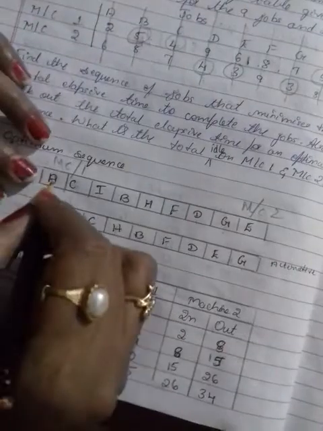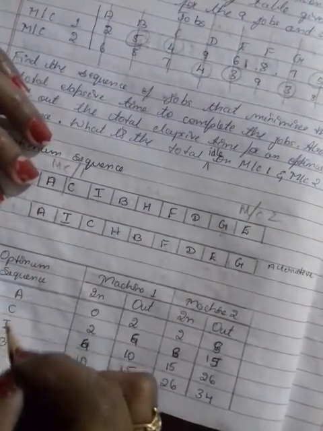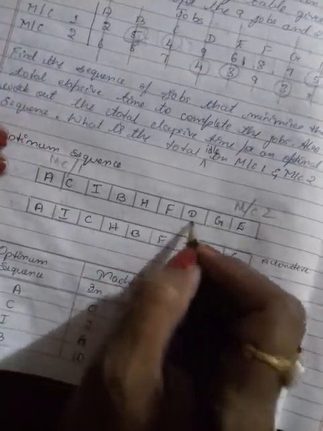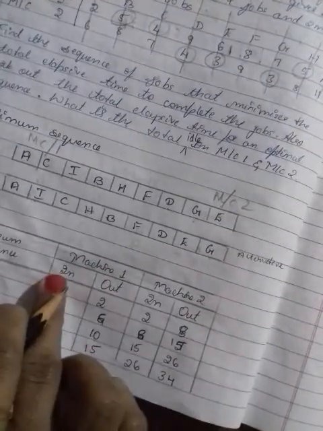So this sequence you write down column wise: ACIB, ACIB, and HFDGE. So I put HFDGE. Is it clear? Okay, so next one, first one always mission 1 and mission 2 you have to put. So in and out.